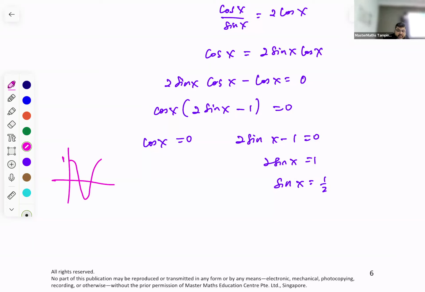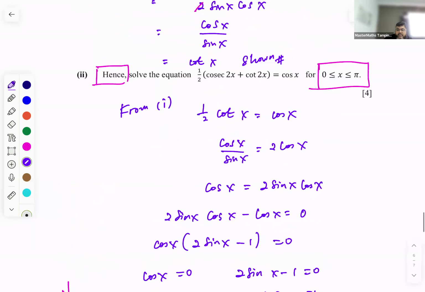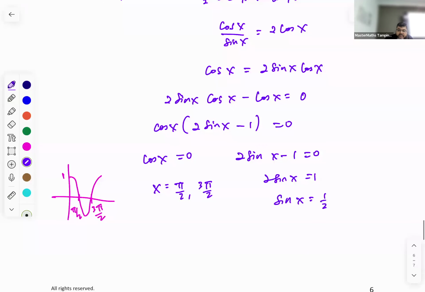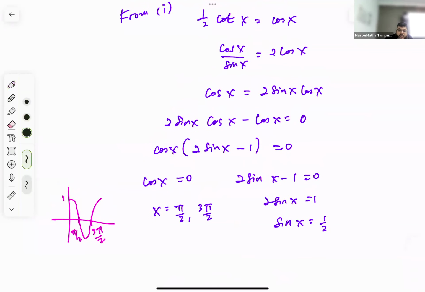But cos x equal to 0, this will be what? Pi over 2. And then you have this one to be 3 pi over 2. So you must understand the cos graph also. So what are the answers for this? X will be pi over 2 and 3 pi over 2, because the value is between 0 and pi only. So you cannot take 3 pi over 2. Okay, pi is 180, correct or not? So you cannot take this.